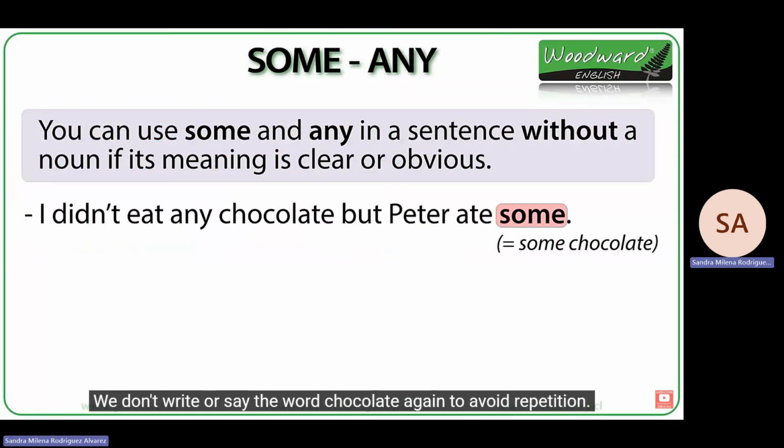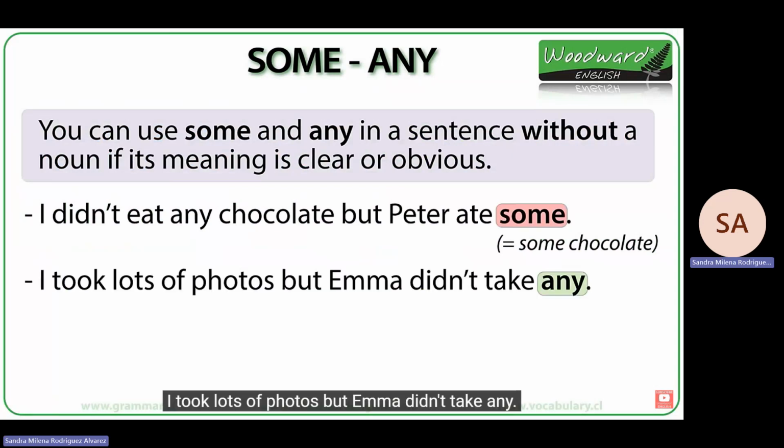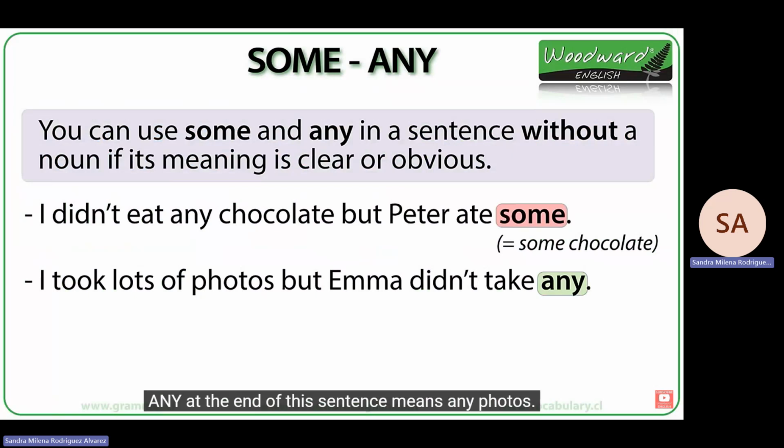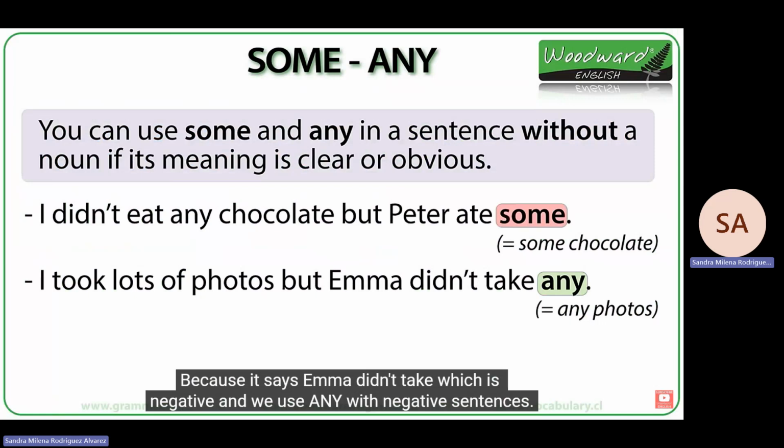again to avoid repetition. I took lots of photos, but Emma didn't take any. What does any refer to? Any at the end of this sentence means any photos. Why did we use any instead of some? Because it says Emma didn't take, which is negative, and we use any with negative sentences.